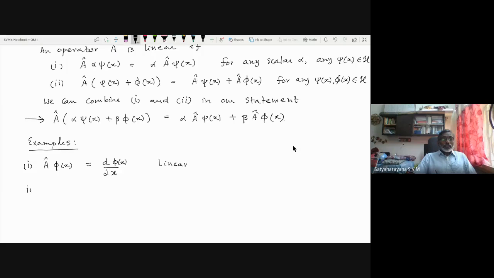Now suppose I take an operation like this, where A operating on phi of x is equal to some x into phi of x. This is another function. If you take x squared, it will become x cubed. If you take sin x, it will become x sin x. These are different functions. That is just multiplying by x. Now you can show that this is also linear.